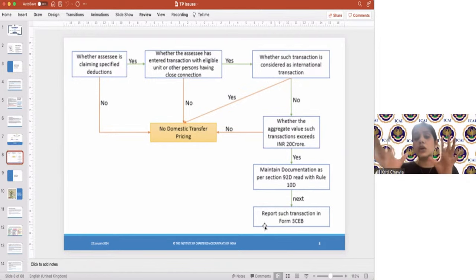But this is how a specified domestic transaction really works. First you have to see whether there is an eligible unit or not, as in the specified deduction unit or not. If yes, then look at the transactions, if there are any, and then you'll have to make sure that the transactions' aggregate value is more than 20 crores in 1 year. If that is also there, then you know that SDT provisions will be applicable and domestic transfer pricing compliance will have to be undertaken.